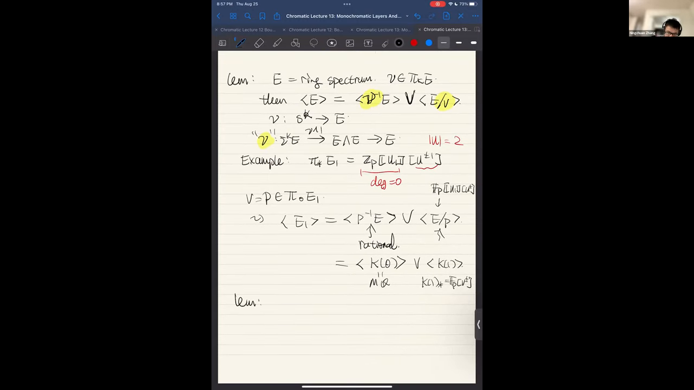The lemma is the following. This is a generalization of the fracture square. If E, F, and X are all spectra such that the F localization of X is E-acyclic, then we have a fracture square, namely the E localization with respect to E wedge F of X. This will have two maps to L_E of X and L_F of X, and then there's a map to L_F L_E X. It's a pullback square.